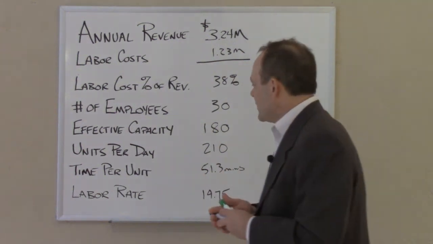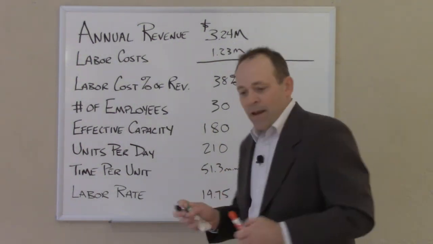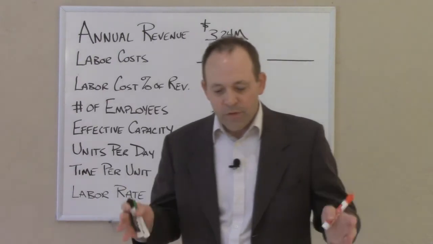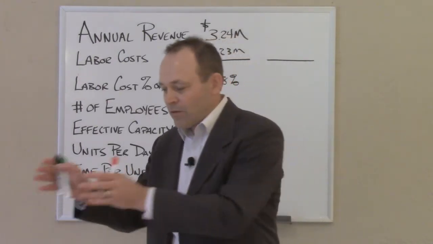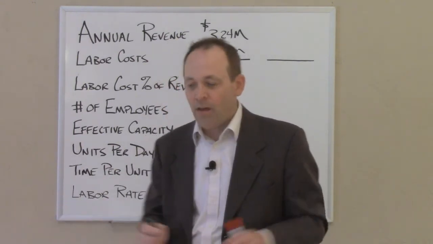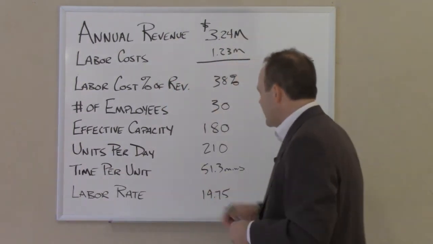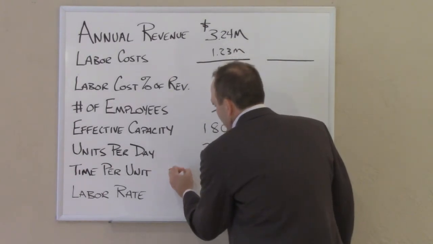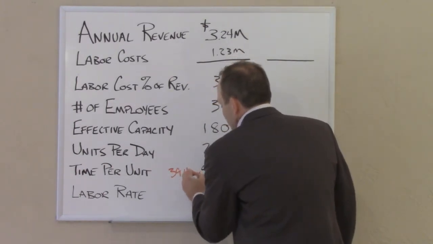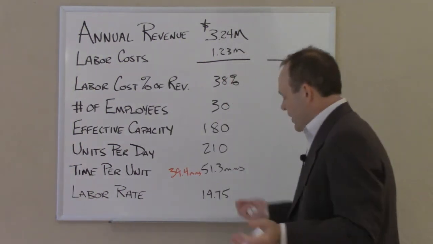So when we went and looked at this company's process, we walked through everything they do to produce a unit, and we looked at the value-added activities along the line and added them all up. What we came up with was not 51.3 minutes per unit, we came up with 39.4 minutes. So that's a big difference.